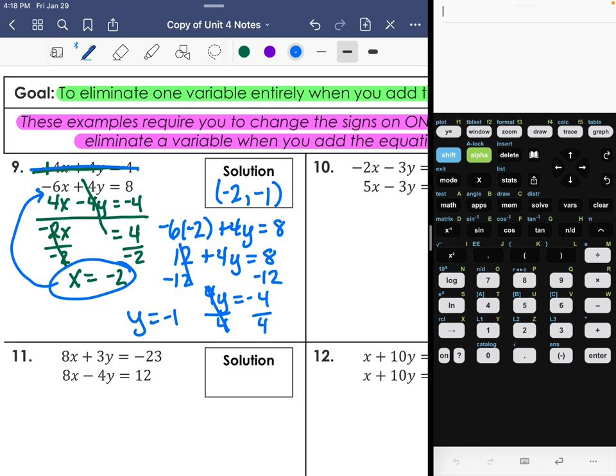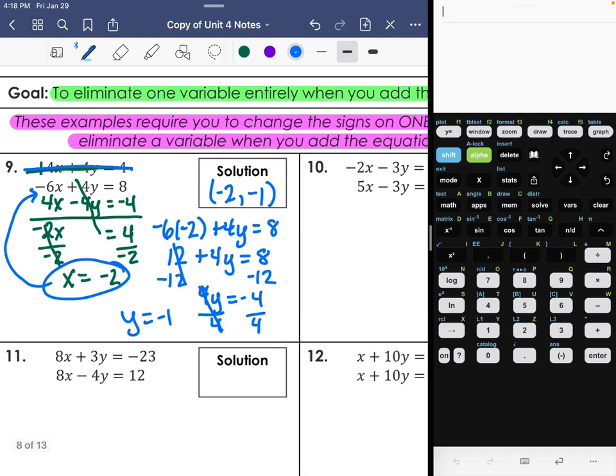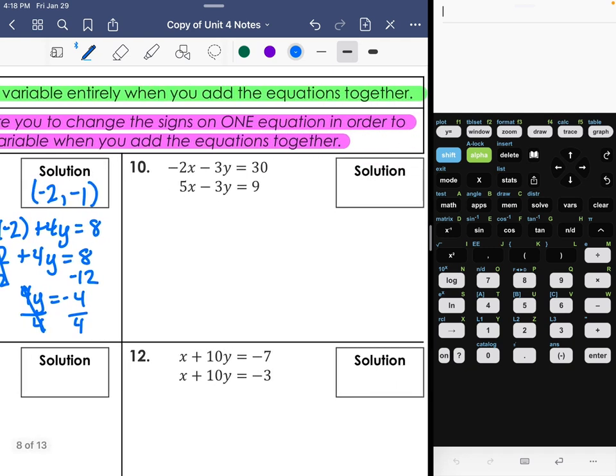So it's going to work just like in the previous video, except you have to switch the signs first. So you've got to not let yourself forget to do that. So on this one, I'm going to change all of the signs in this equation and move it down here so that I can add it together and have opposite signs.